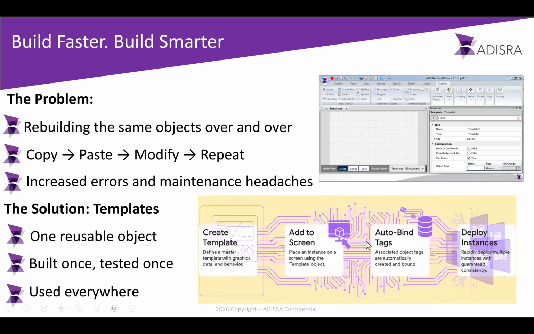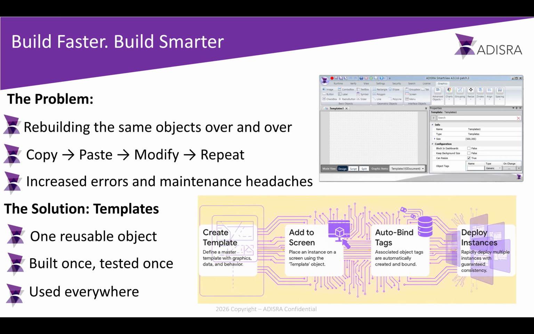So let's start with something we'll all experience. The problem in many HMI SCADA projects isn't the lack of capability, it's the repetition. We end up rebuilding the same objects over and over. A motor graphic, a valve, a pump, an alarm banner, a navigational header, and the workflow becomes copy, paste, modify, repeat. At first, it feels productive, but over time, it leads to inconsistency, hard-coded tag changes, hidden errors, and maintenance headaches 6 months down the road. Now, multiply that across multiple machines, production lines, and sites, and suddenly your application becomes fragile.